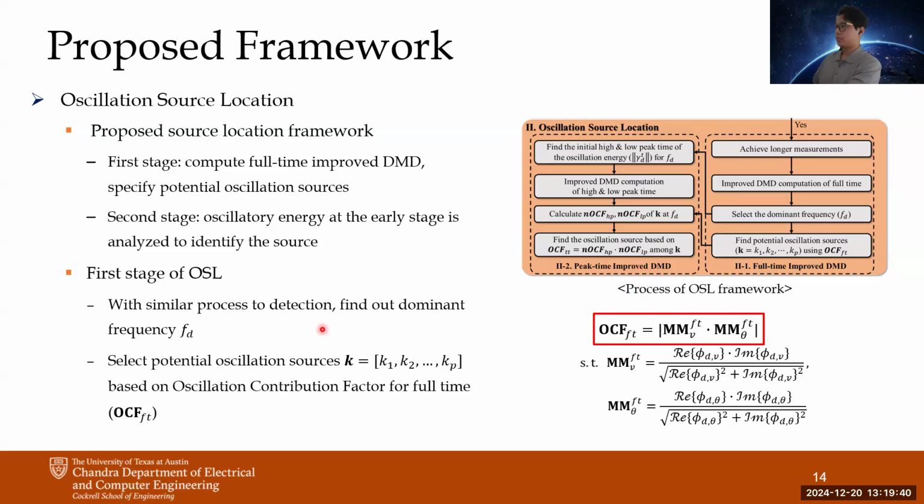During the first stage, we computed the improved DMD for the full time. Here the full time means the timeline from TC to TF. Based on this lambda matrix, we can find out the dominant frequency. And based on the pi matrix, we can analyze which buses mostly contribute to the overall oscillation energy. So we propose an indicator to find out the potential oscillation sources named the oscillation contribution vector for full time, in short OCF-FT. And you can also see that this OCF-FT can be calculated based only on the pi matrix of the improved DMD.